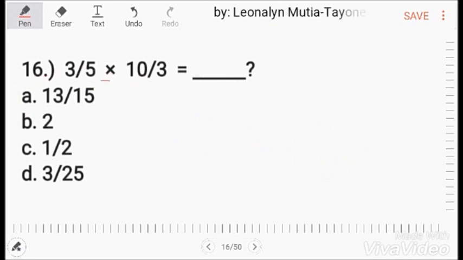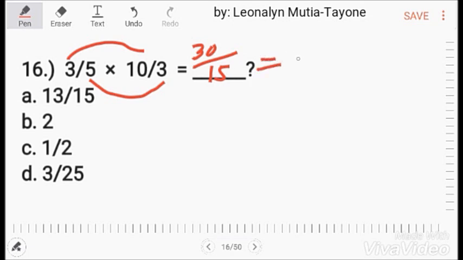Number 16, multiplication of fractions. So, numerator to numerator, i-multiply mo lang yan, and that is 30. Over denominator to denominator, that is 15. So, 30 divided by 15 equals 2. So, the answer is letter B.